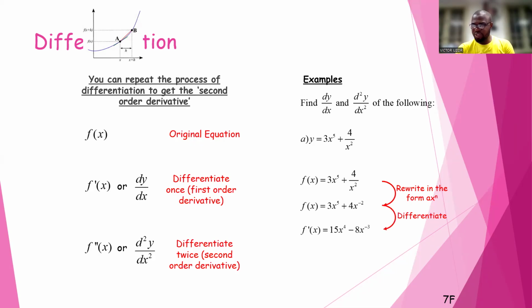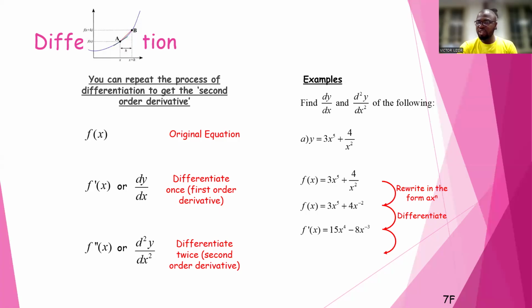When you differentiate, remember, you have to rewrite it to make it easy for you. So when you differentiate, it becomes 15x raised to the power 4 minus 8x raised to the power 3. How did that 4 turn to 8? When you have minus 2 times 4, it will give you minus 8. Now, this is the first differentiation.